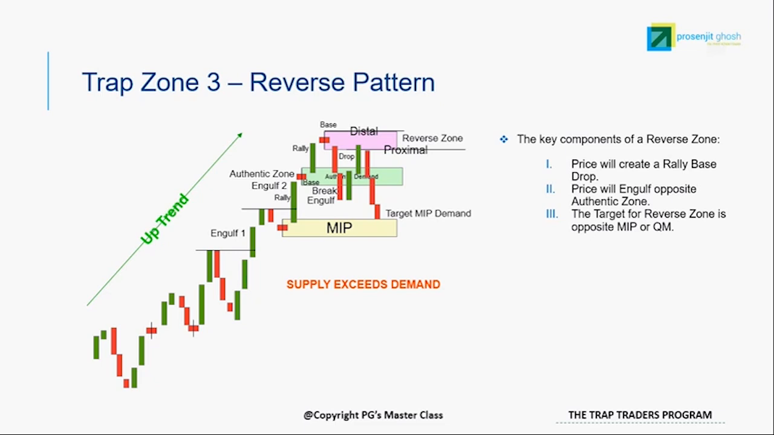I don't care, Richter. What if a MIP gets engulfed which is not authentic? I don't care. Price will again go up. So the entire concept of reverse zone stands on the authentic zone. If the authentic zone gets engulfed, we will get our reverse zone. If the authentic zone is not engulfed, then no reverse zone is formed and price will again move up.